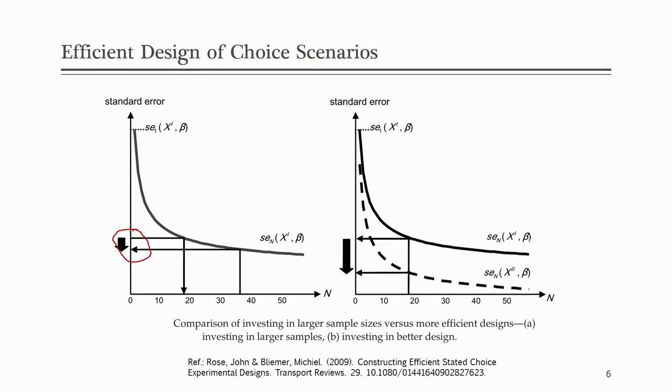If we have a huge sample, for example 1,000 respondents, and you just continue, again the reduction in the standard error is quite small. In the figure on the right, you can see we have the same n, which is almost 20, but investing in the design efficiency brings a large reduction in the standard error, and that's what we are looking for.